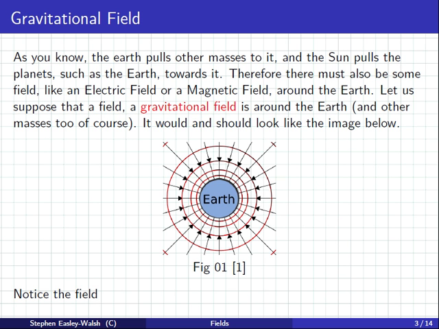Now notice that the field points towards the center of the Earth. Again, you know this from elementary school. Is it possible that the field could point outwards? No. So this is one difference. When you have a proton, the field points out. And when you have an electron, the field points in. This is not the case with gravitational fields. They only point in. In fact, what would happen if the field was pointing out? What would happen to you, personally? You'd start falling upwards.